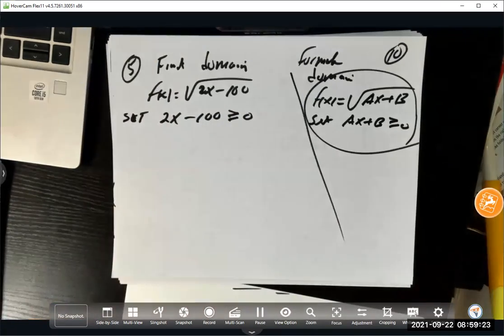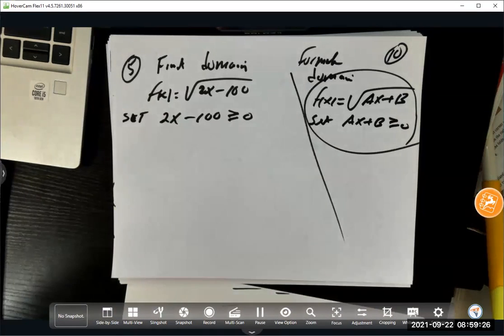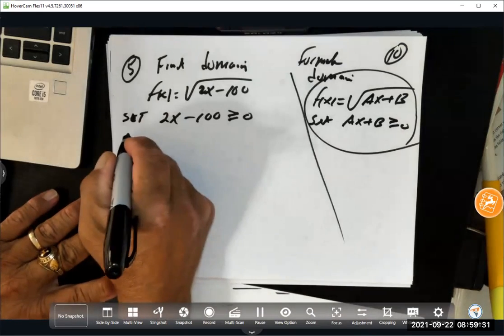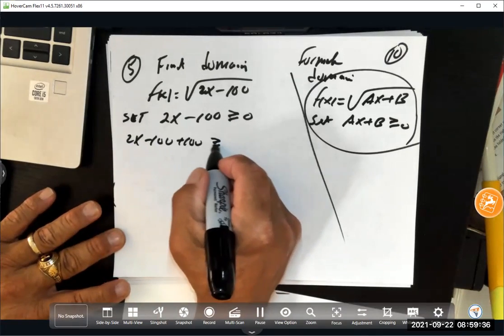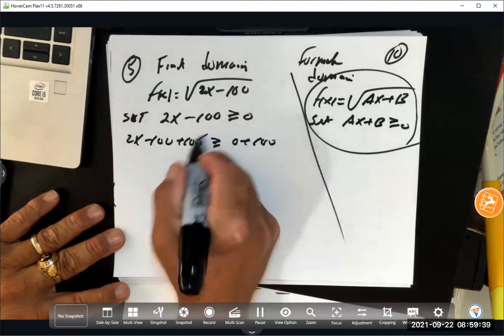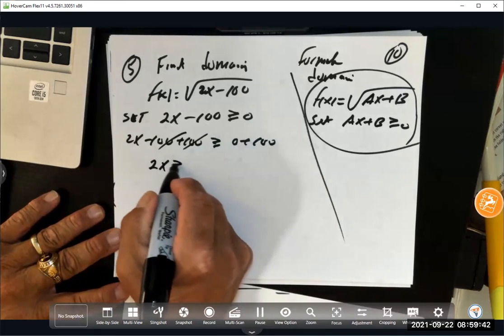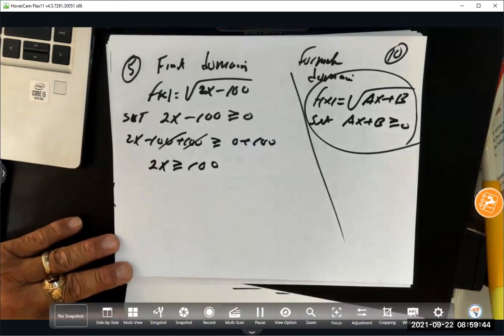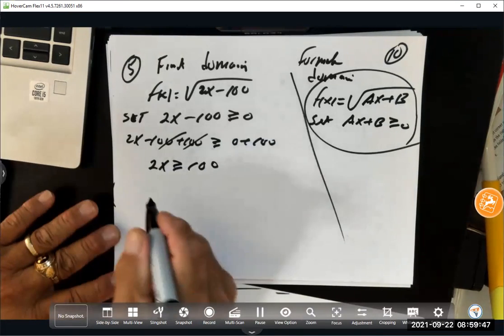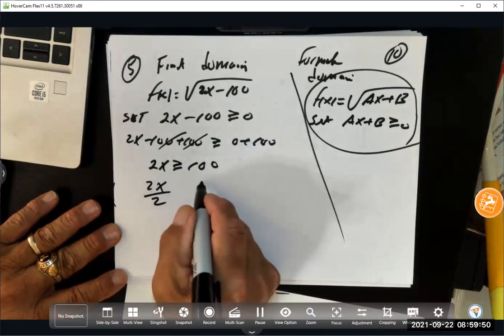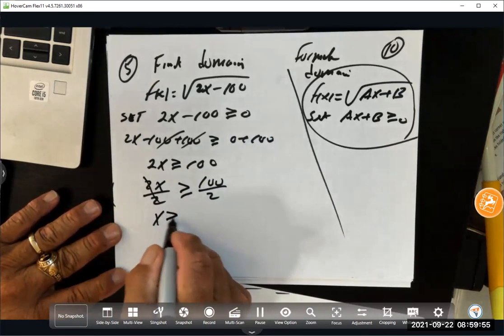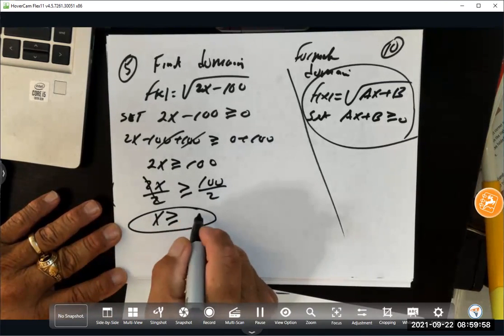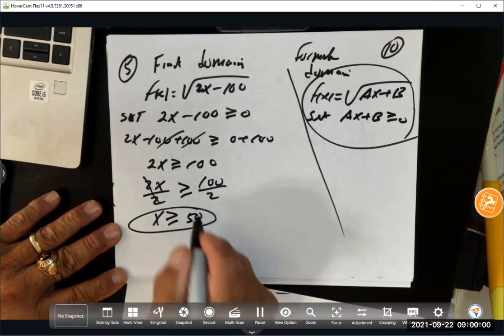So how do you solve this? What do you think? Plus 100. Plus 100, okay. So I'm gonna go add 100 over here. I'm gonna add 100 over here. These are gone. Then what? Divide by something. Divided by 2. Yes. But regular 2, right? A regular 2 and a regular 2, that means the alligator stays the same. So x is bigger than or equal to what number? 50. There you go.